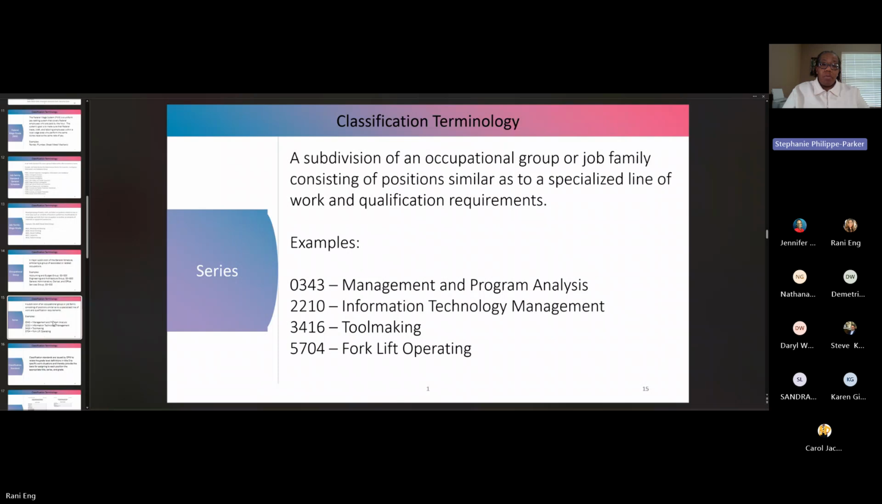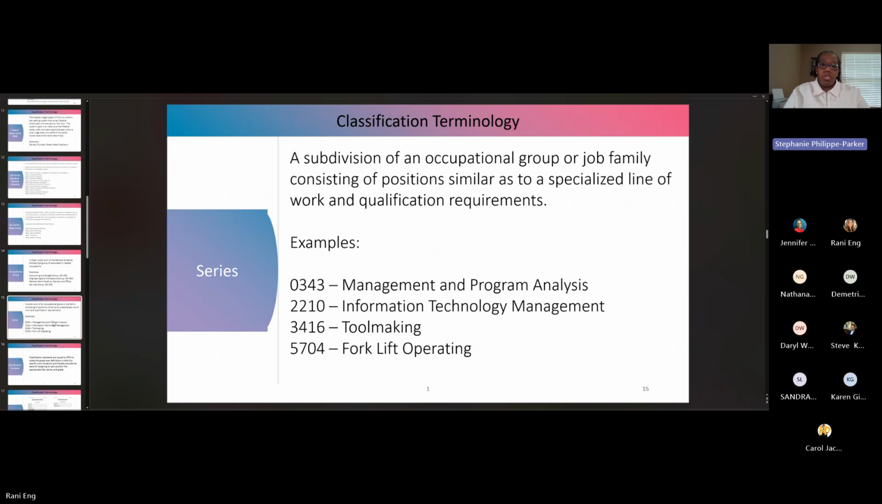We briefly mentioned the series earlier. You've probably seen these with position descriptions. They all have them. It is essentially a subdivision of an occupational group or job family consisting of positions similar as to a specialized line of work and qualification requirements. I'm sure you've all seen these right after the pay plan; it'll either say GS and then the series, or WG and then the series. These are designated by OPM to simply describe the work and subsequent qualifications for that particular job.